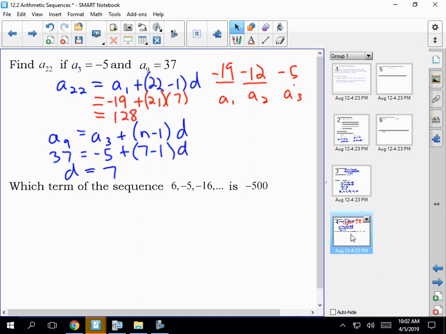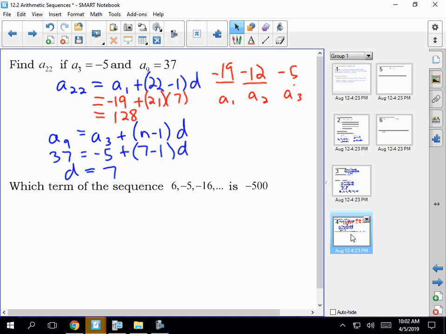So there it is. That's about as hard as the problems get in the problem set. Something like that. We're going to have to do a two-stager. All right, which term of the sequence, they give you the sequence here, is negative 500? Which term of the sequence? So what do they ask you to solve for in the formula this time?